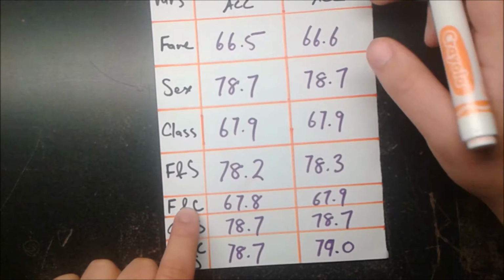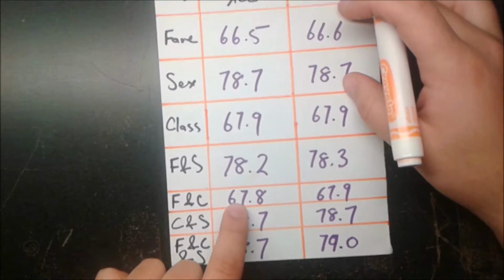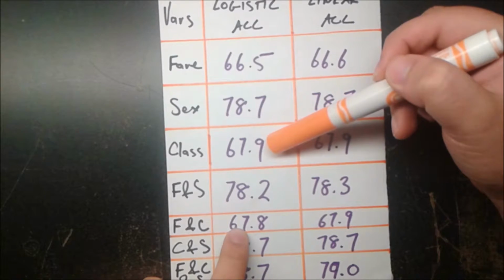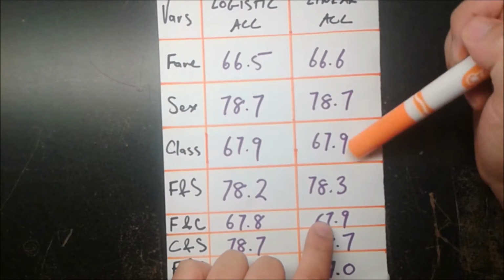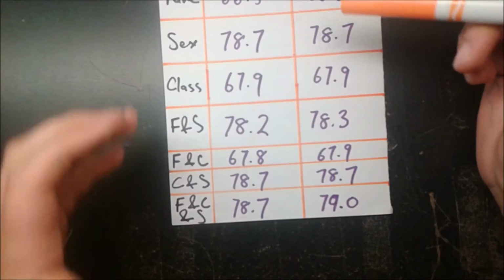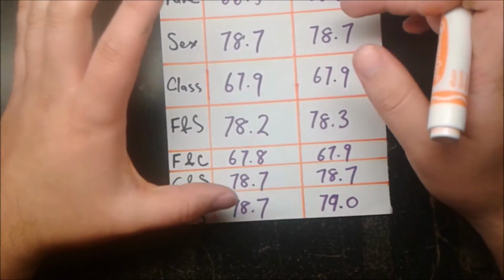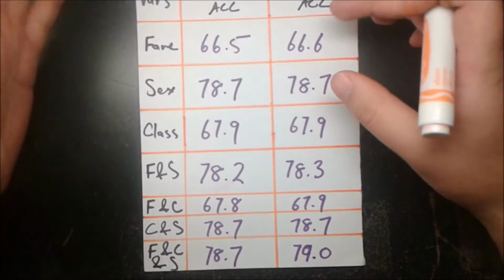Fair and class. Fair and class is 67.8%, which is better than just fair, and it's kind of the same as just class. And in this case, again, we have the same story. So we see those kind of things. Now, the main thing we're interested in is, what if we take all three together? Is that just kind of destroying our accuracy, or is it building upon it?